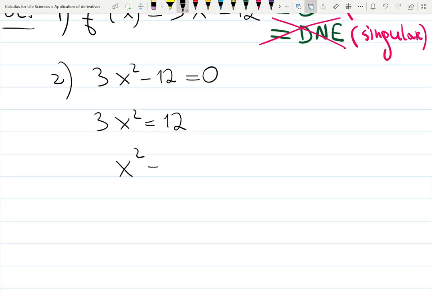X squared equals 4 divided by 3. X equals 2. Correct? Not correct? Incorrect. You forgot -2. Good job. Never forget the -2 part. On the exam, some of you will remember. You're disrespecting -2 if you forget it.